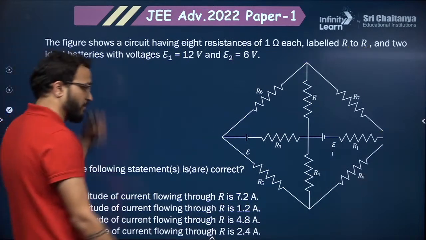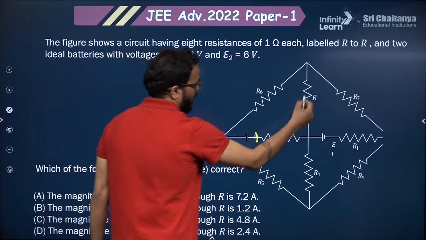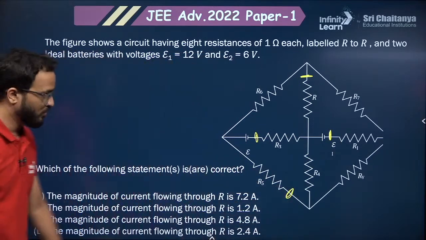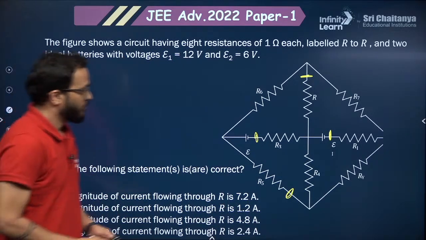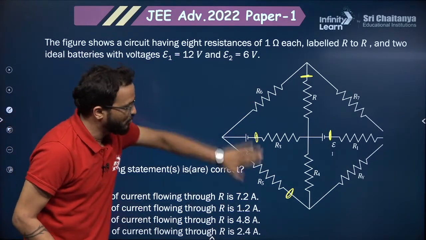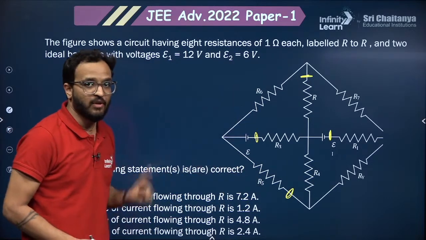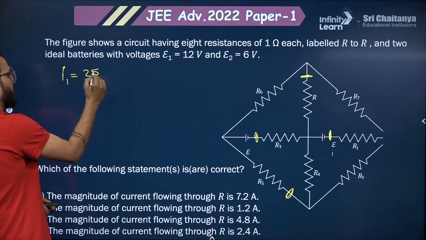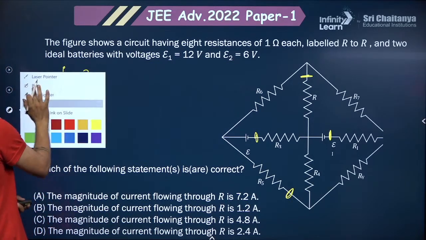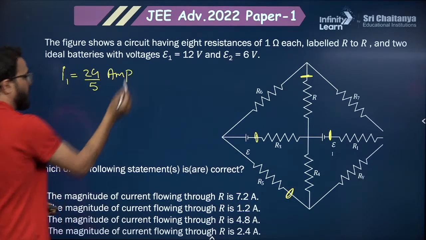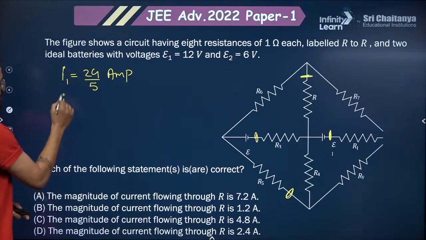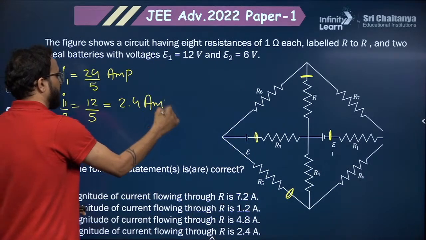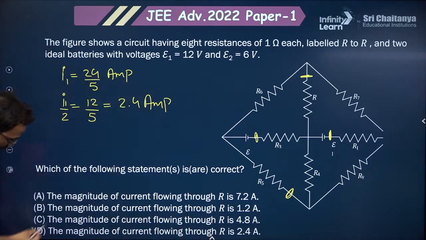We have to figure out the current here, here, here and here. So let me write down, okay, we will match it. See, these two branches, R6 and R5, together they are carrying what? I1. I1 is 24 by 5 ampere. So current here will be I1 by 2, that is 12 by 5, that is 2.4 ampere. So this fourth option is correct, right?